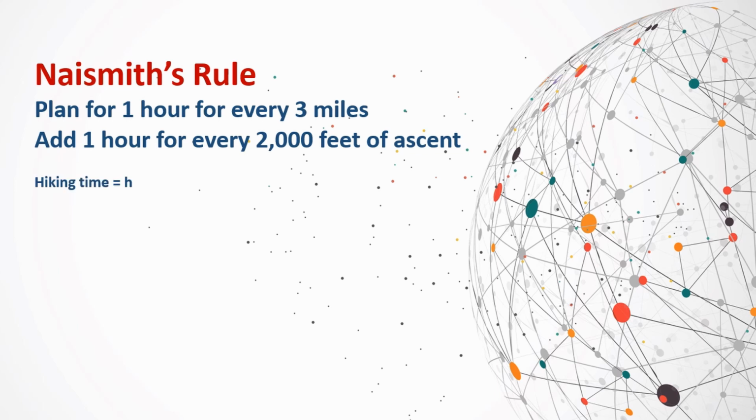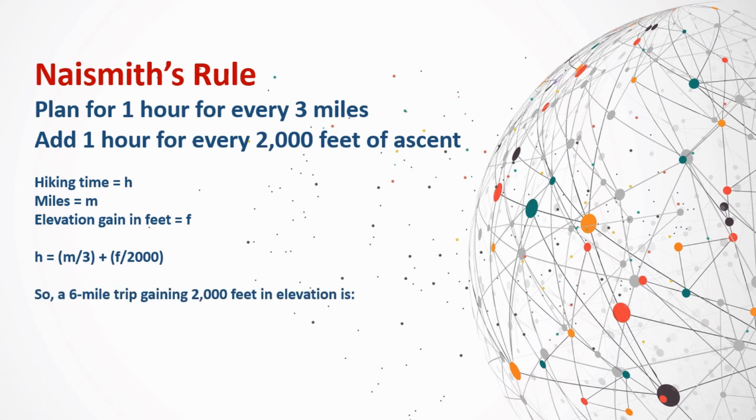So, represent hiking time as h, miles of trail as m, and elevation gain in feet as f. Naismith's rule can be represented as hours h equals miles m divided by 3 plus feet of elevation f divided by 2,000. So, a 6-mile trip gaining 2,000 feet in elevation should take about 3 hours. Naismith was a mountaineer who didn't need to stop for selfies and snacks like I do. So, we need to modify Naismith's rule for a casual hiker.